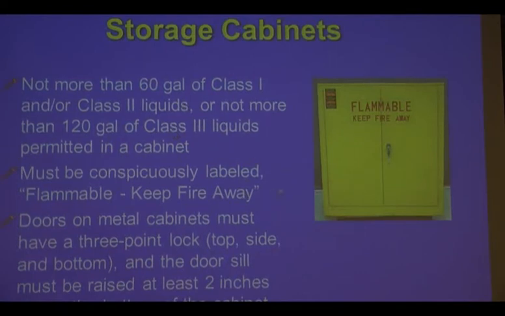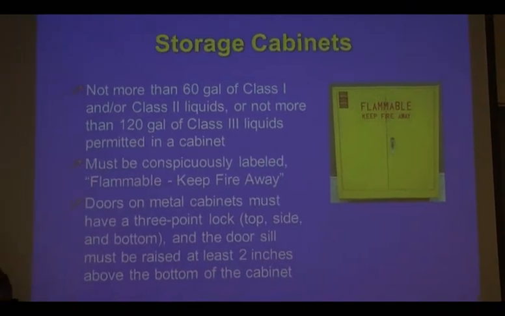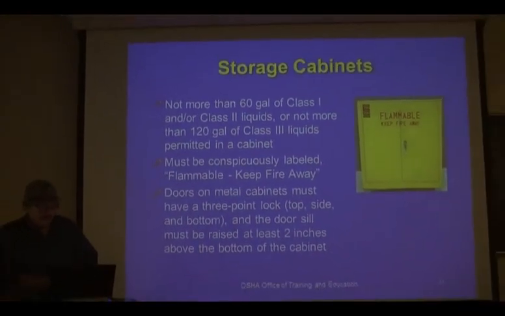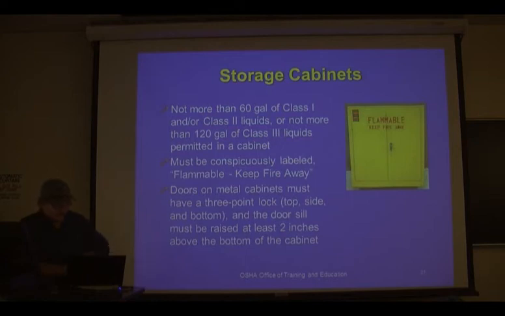Must be labeled flammable, keep fire away. That's the fire bad thing. Doors on metal cabinets must have a 3-point lock, and the door sill must be raised at least 2 inches above the bottom of the cabinet. Why a 3-point lock? So both doors are always locked at one point. It keeps the doors from buckling due to pressure or exploding outward. It helps keep them from opening. Why the raised sill? Spill, right? Something inside leaks out, keeps it from running out onto the floor.